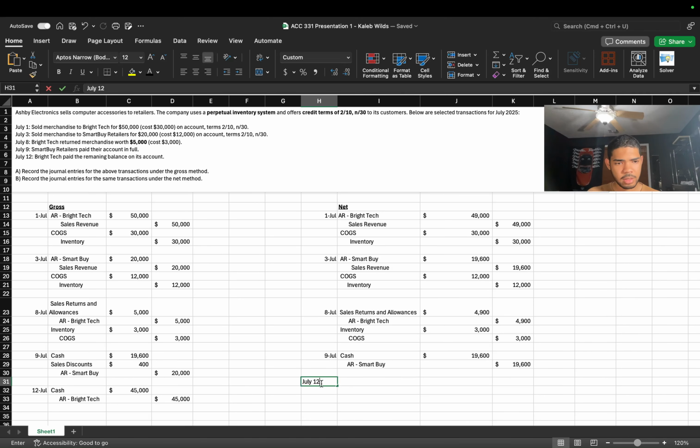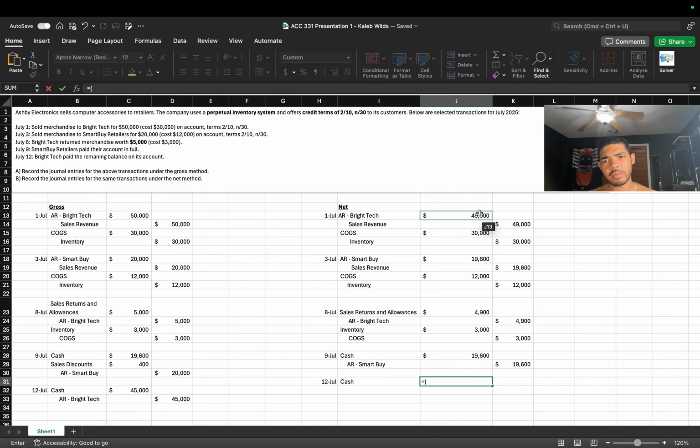And then last but not least, on July 12th, BrightTech pays their balance. However, BrightTech does not pay within the discount period. So we now have to add back the discount they didn't use, or in other words, the discount they forfeited. So we know their cash is going to go up.